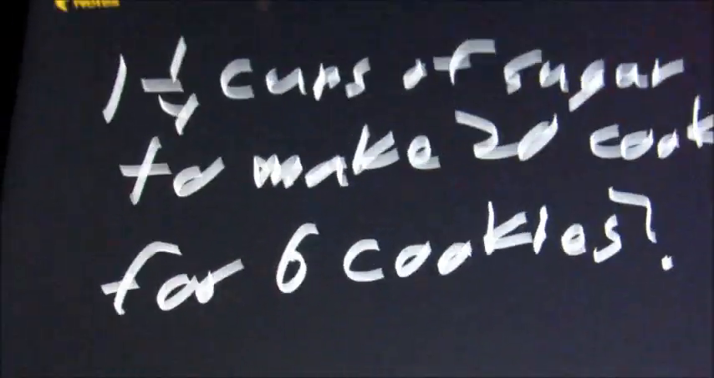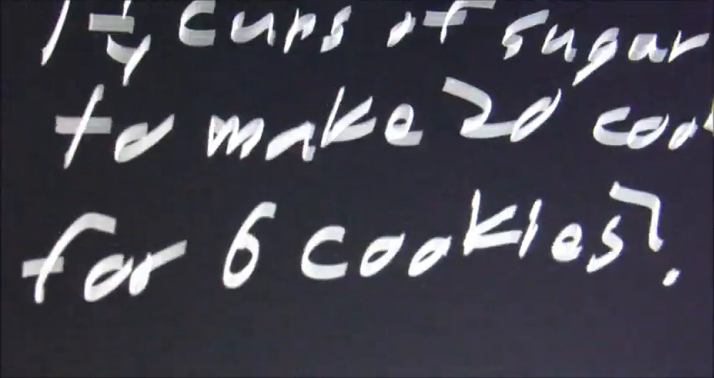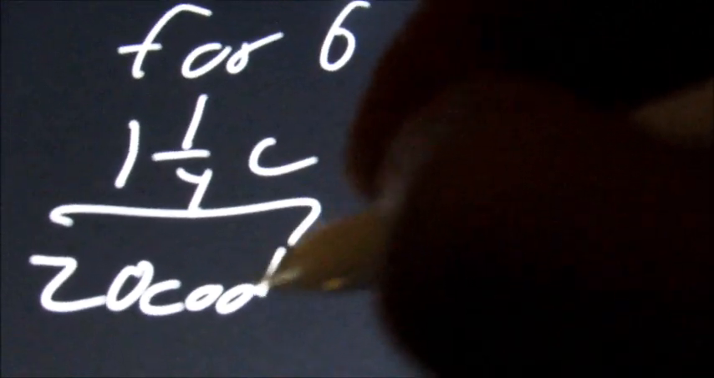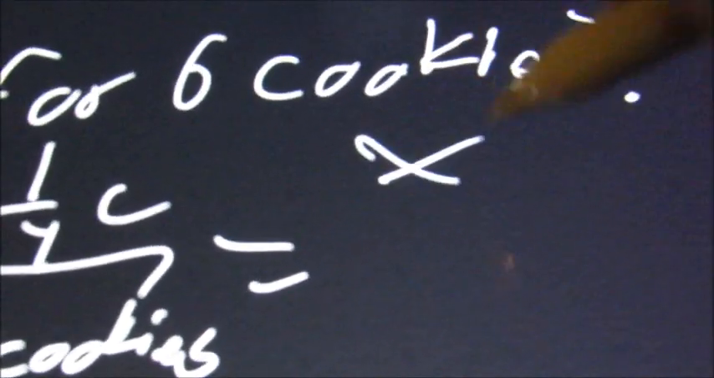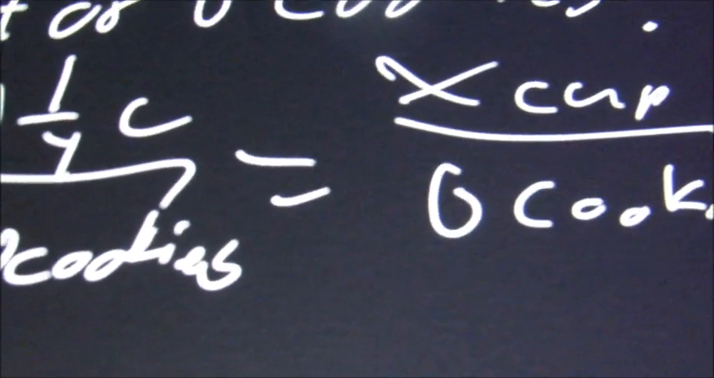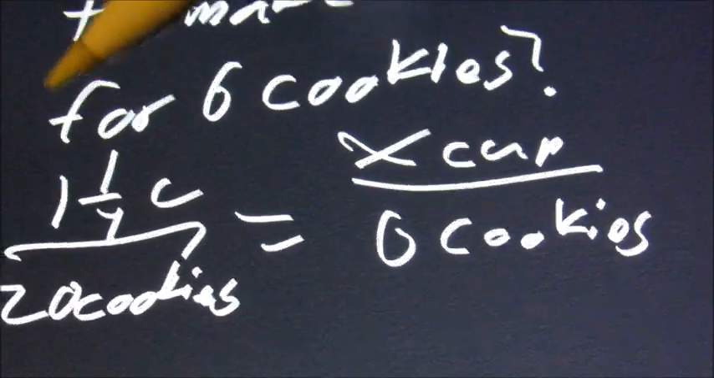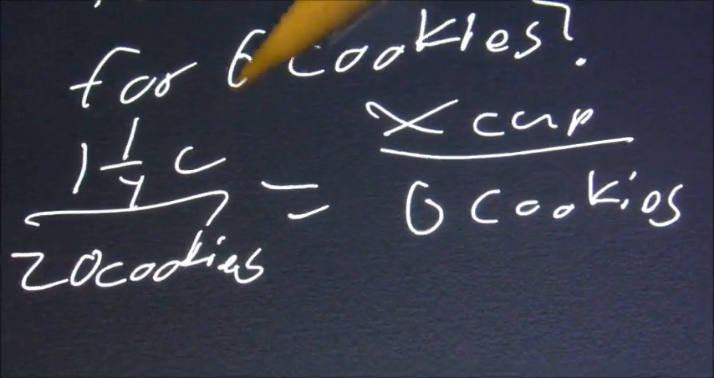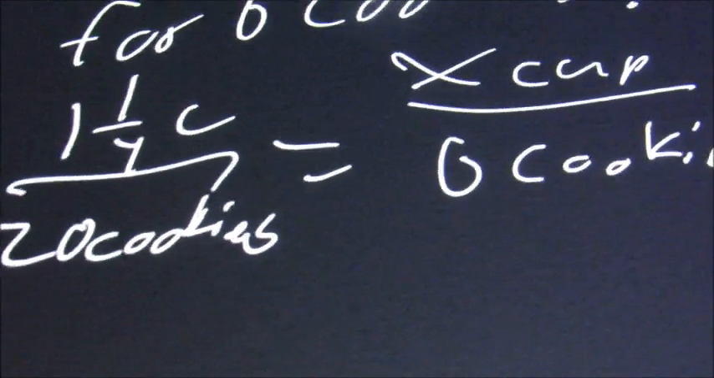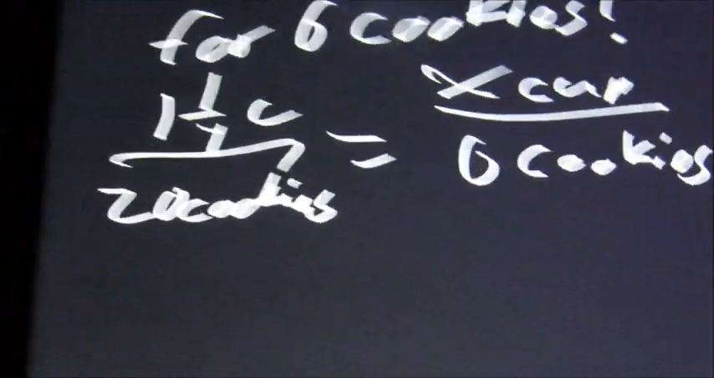So I'm going to put the symbols here, but you don't need to put them like this necessarily. So I'm going to say 1 1/4 cups over 20 cookies equals x cups over 6 cookies. I only put the units here so you can see that I have cups on top for both fractions and cookies on bottom for both fractions. After that, it doesn't matter. So we're going to work this the same way.